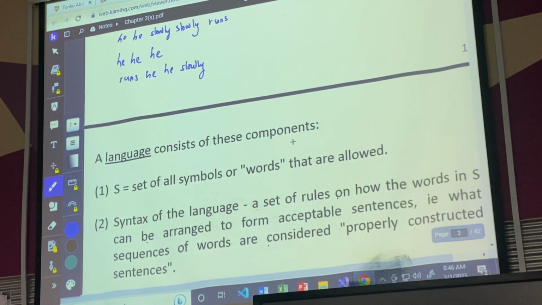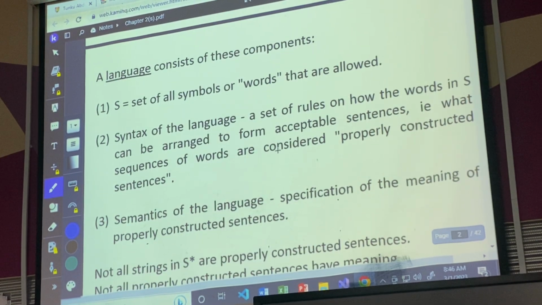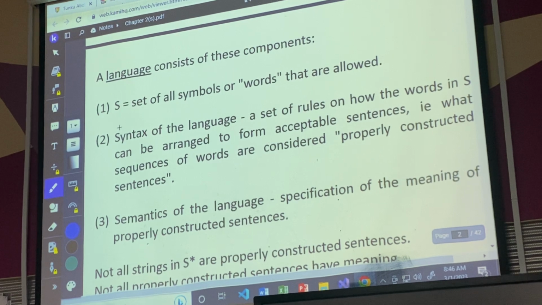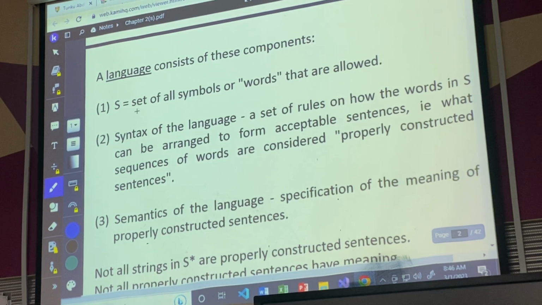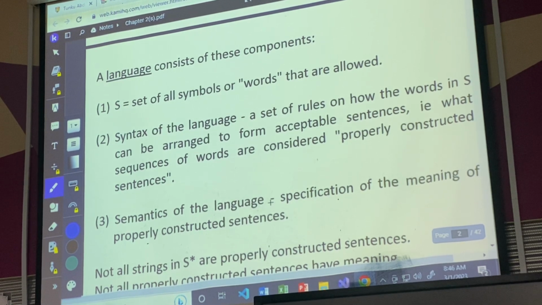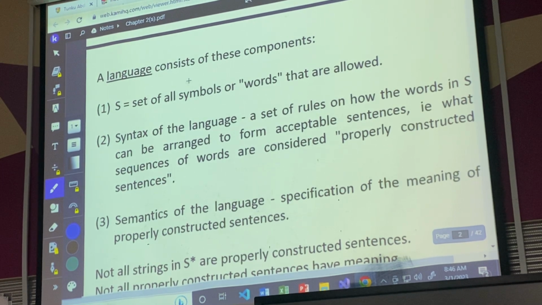Now, if we want to know the language, we must have these 3 basic components to get a correct sentence. First, we need to know what are the words that we will use to form the final sentence. Normally these are in the set S. The second is the syntax of the language. Like when you learn English, you need to know what is the correct sentence, when to put the noun, when to put a verb, and so on. So this is the syntax of the language. The third is the semantics of the language, meaning what is the meaning? Is there any meaning or not if we form a sentence using the words given?